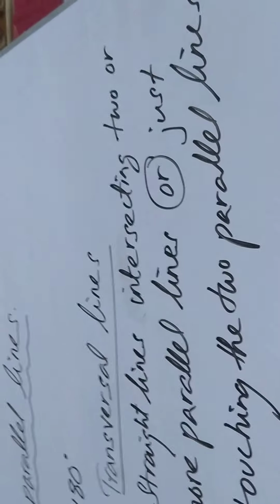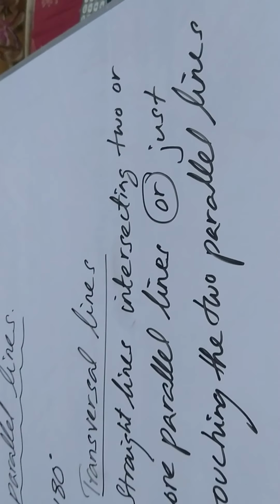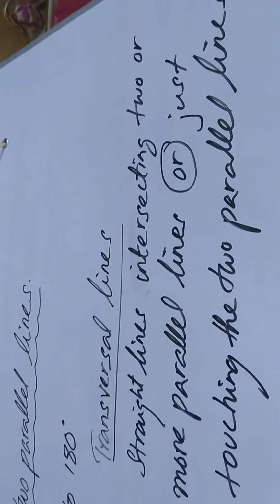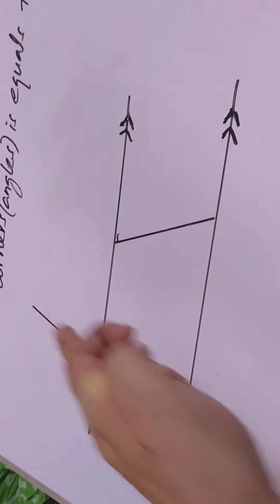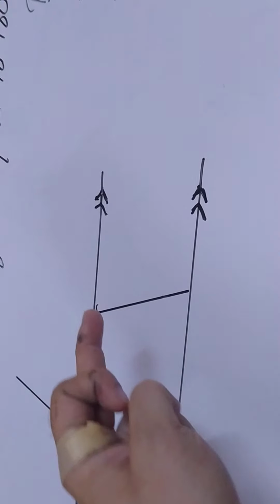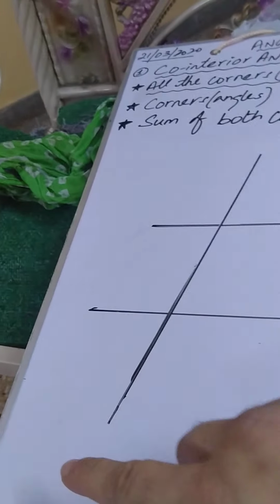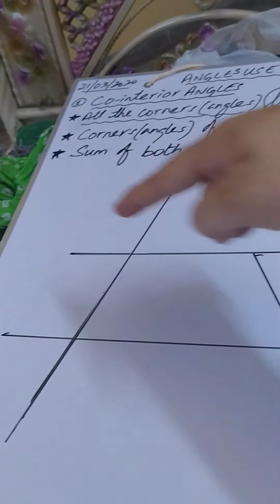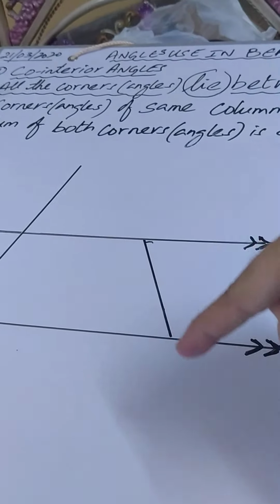What is a transversal? A straight line intersecting two or more parallel lines, or just touching the two parallel lines. Guys, remember, transversal lines are lines which intersect two or more parallel lines or just touch them. So look here, both of these are transversal lines. This line is a transversal because it intersects these two parallel lines, and this is also a transversal because it's just touching the two parallel lines.